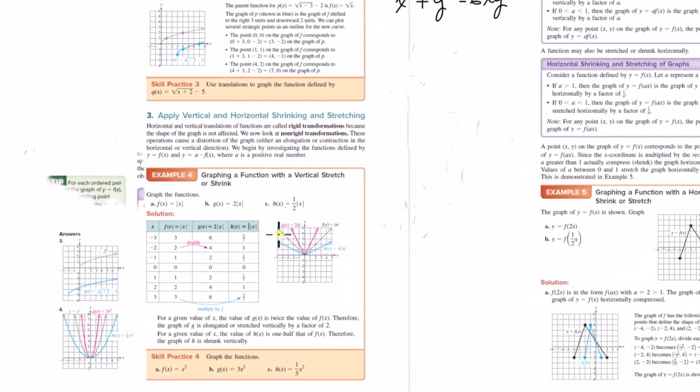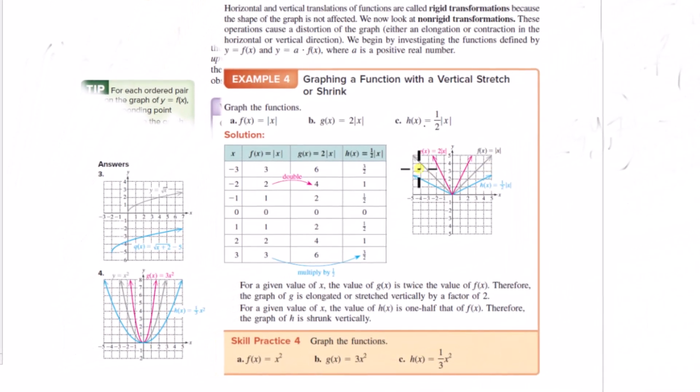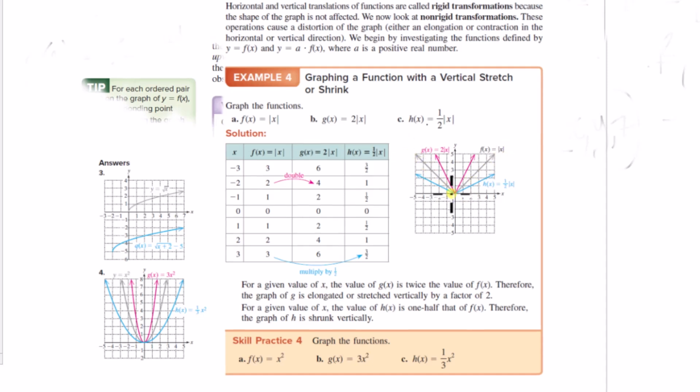So if we come back here, we start with this basic function. If we do a vertical stretch by a factor of 2, you can take the y value of each point, multiply by 2, and don't change the x. If you're going to shrink it by a factor of 2 about the y-axis, take each point, don't mess with the x, divide the y by 2. That's what you're doing, okay?